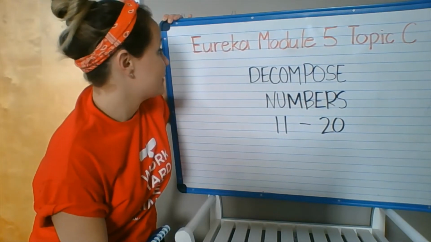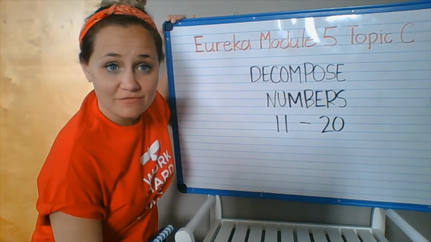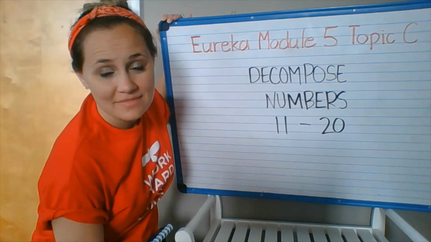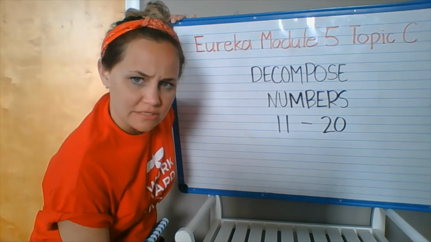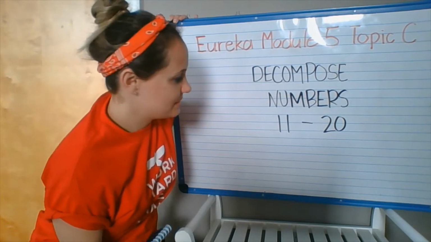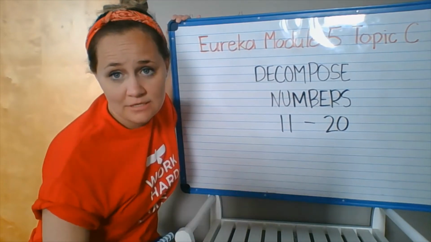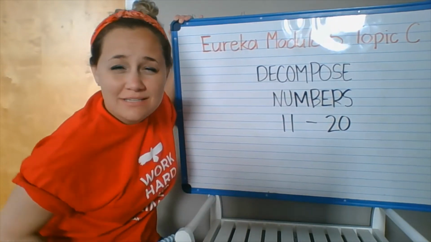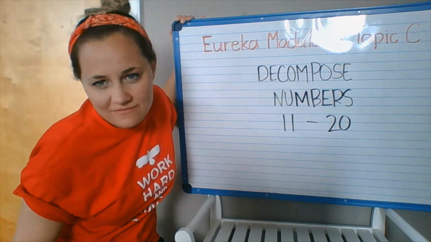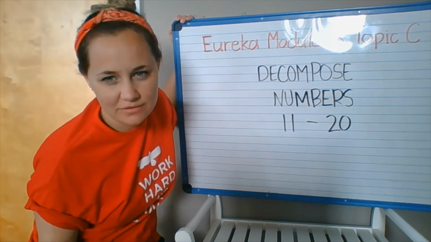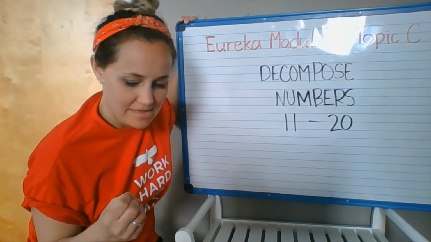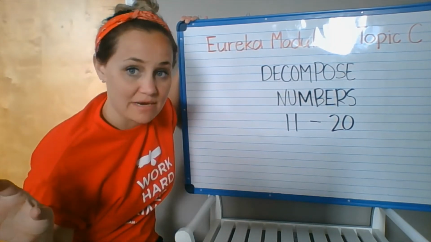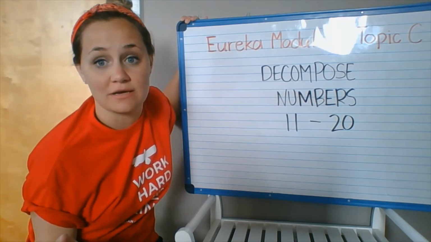We are currently working on Eureka Module 5, Topic C, and this focuses on decomposing numbers 11 through 20. So the word decompose is just a fancy word for breaking apart, and that's what we're doing. We're trying to break apart these numbers and look at them in many different ways so that we can understand them.